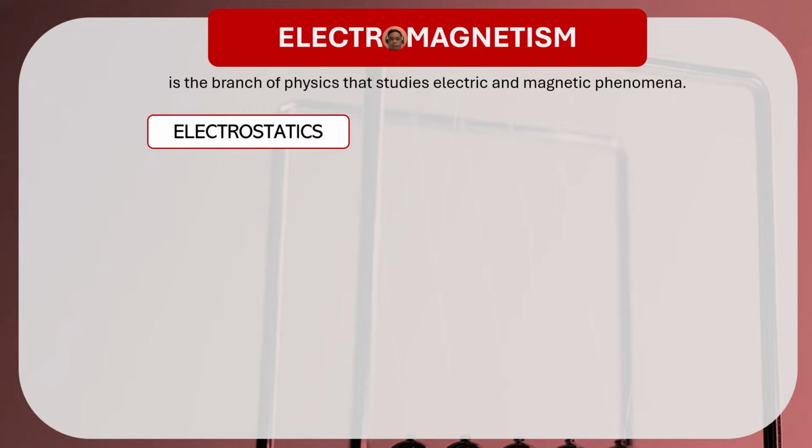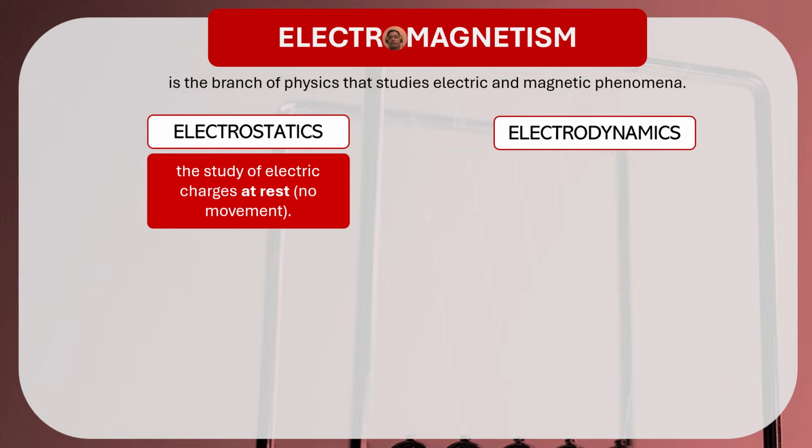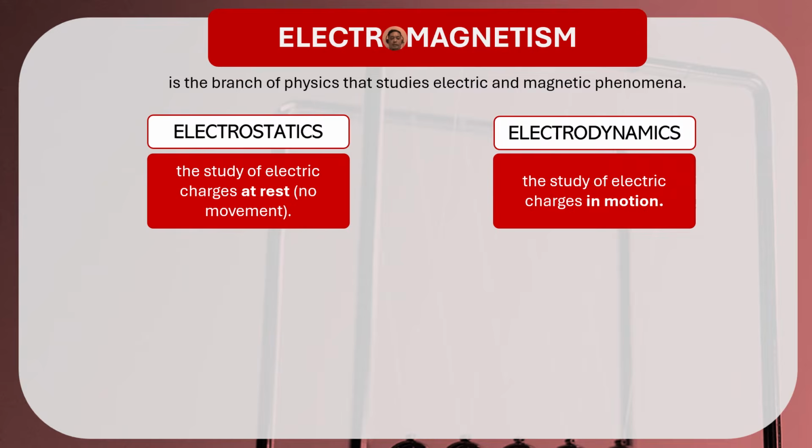It has two branches. We have electrostatics, that's the concern of this video, and we have electrodynamics. The difference between the two branches of electromagnetism: electrostatics is the study of electric charges at rest, no motion. On the other hand, electrodynamics is the opposite of electrostatics. Dynamics talks about movement or motion. So, electric charges in motion.